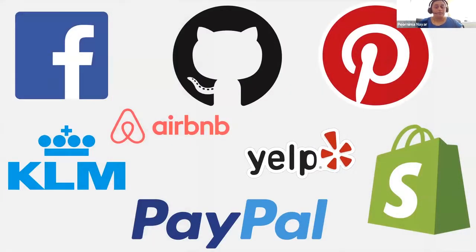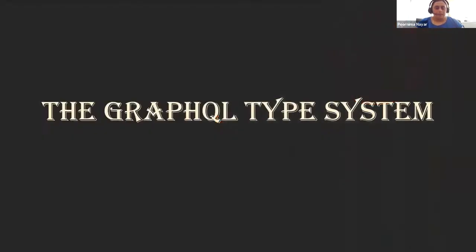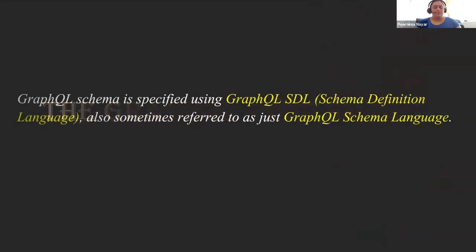There are some big names in the GraphQL world these days. Facebook was the obvious inventor of GraphQL. GitHub has a V4 API completely on GraphQL. Shopify, PayPal, some of the other big names in the GraphQL scene. So now let's start looking at the type system in GraphQL.